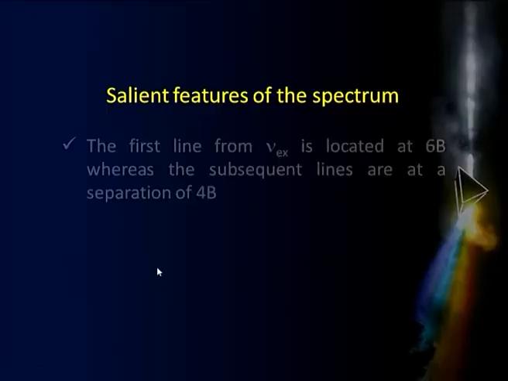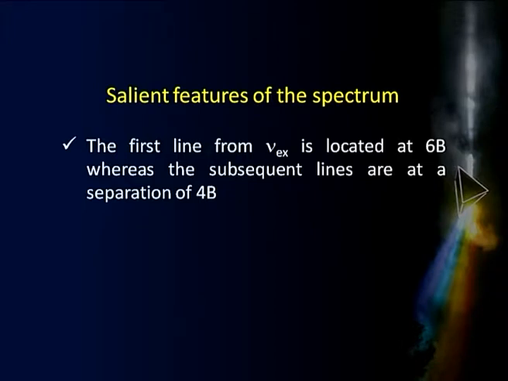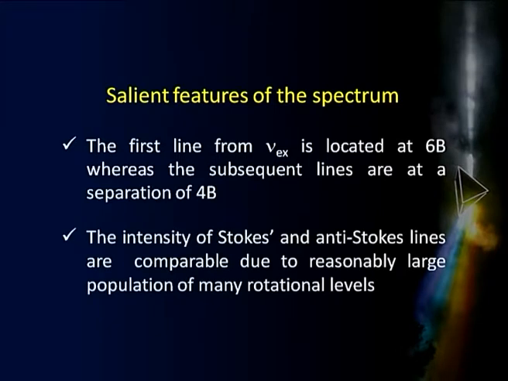Let us try to see what the salient features of this spectrum are. As I just mentioned, the first line from the excitation wavelength, frequency or wave number will be located at 6B, whereas the subsequent lines are at a distance of 4B each. Secondly, the intensities of Stokes lines and anti-Stokes lines are comparable. This is very important. When you do a rotational Raman spectrum, we find that the Stokes lines and anti-Stokes lines have comparable intensity.